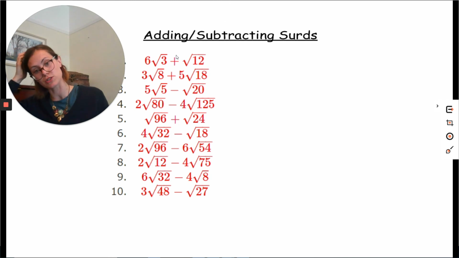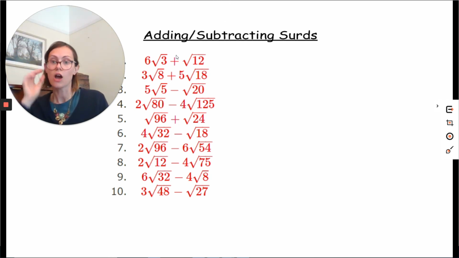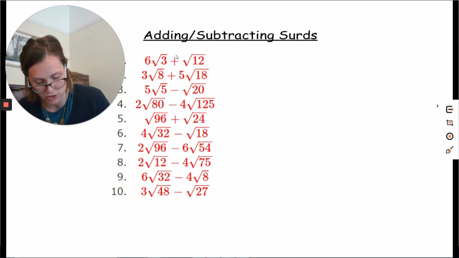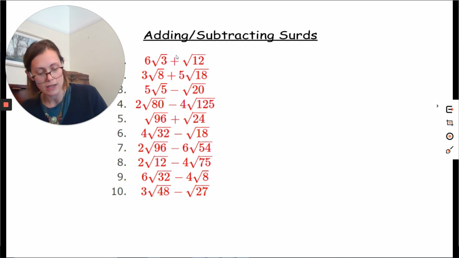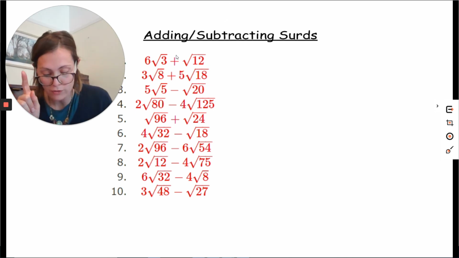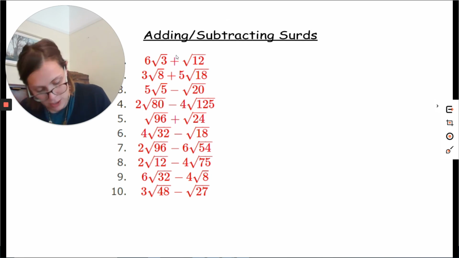So here are some questions on the screen. Again, I want you to think about this exactly like the example I've just done. In this first one, initially, we cannot combine these surds. So initially, I cannot combine this with this because they're different families. You've got the family of root 3 here and the family of root 12 here. But one of these surds can be simplified. This root 12 can be simplified.